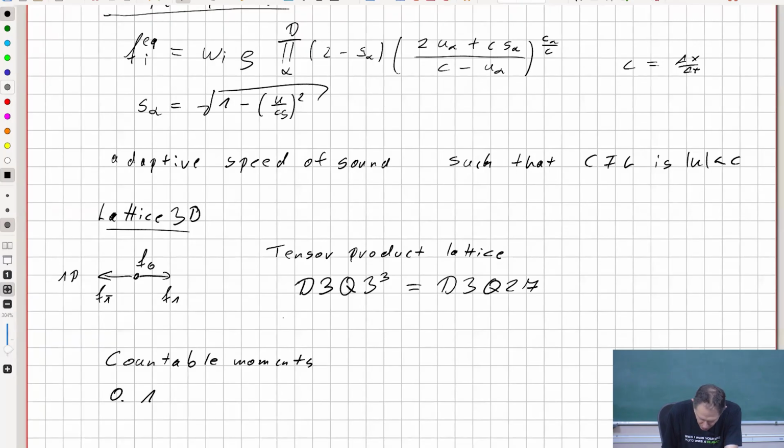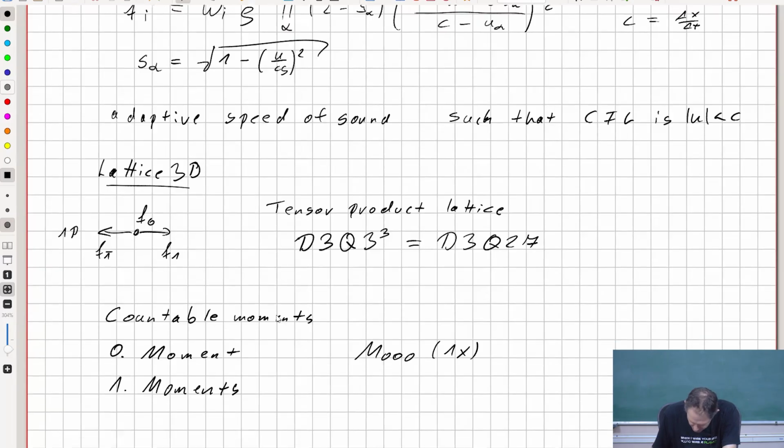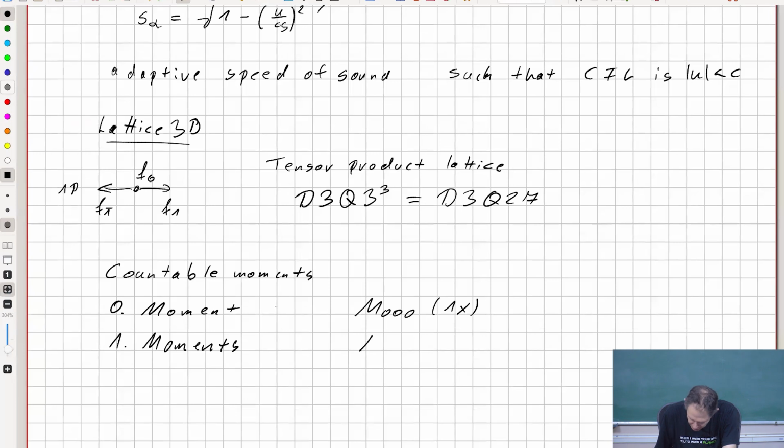So there's a zeroth moment, of which we have just one, namely the M000. This is once. First moments. Okay, I will not write this anymore. So we have M100, and of these we have, of course, 3 permutations, right?